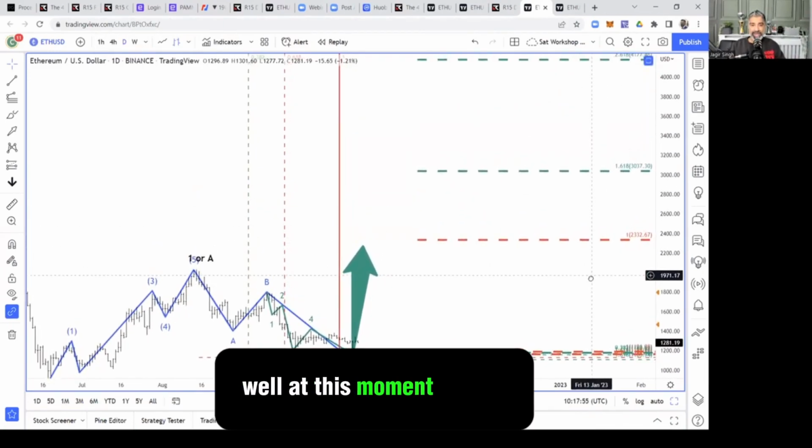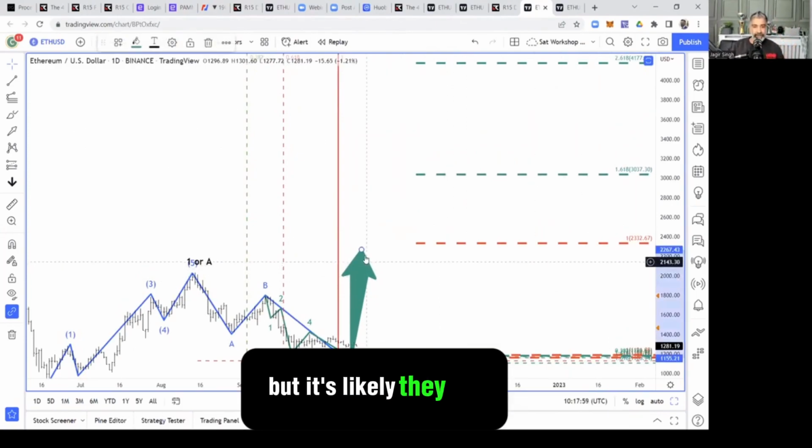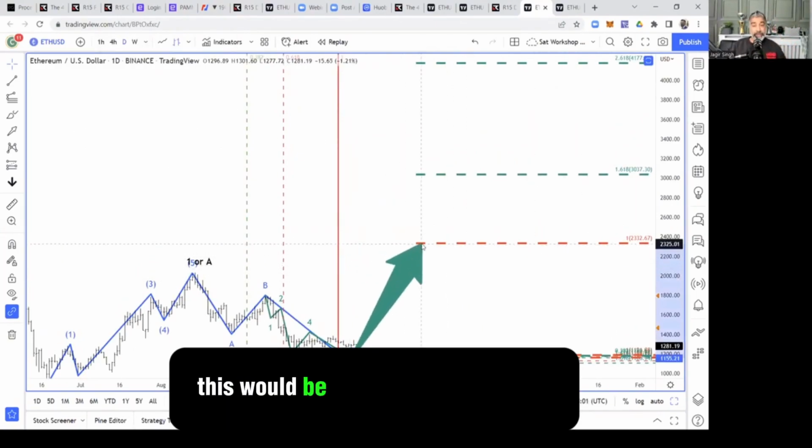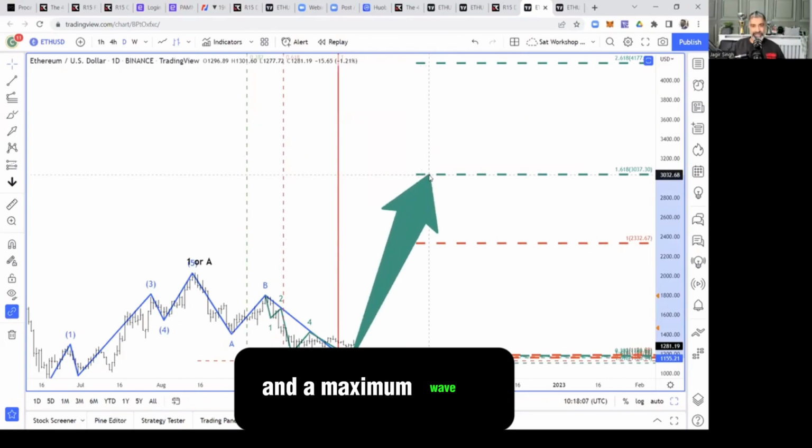Well, at this moment in time, first of all, we don't know if any of them are going to be hit, but it's likely they are. This would be a typical wave C, 100%. This will be a typical wave 3 and a maximum wave C.